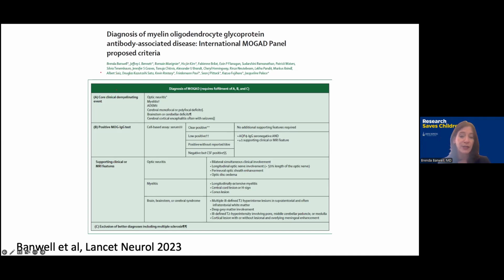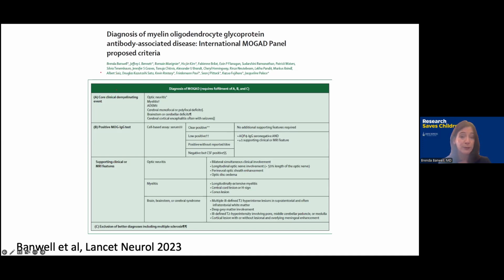A clear positive result, which we define in the paper, but basically in many labs is greater than or equal to 1 in 100. You do need to look at the lab that you're using that will define clear positivity. If you have that plus a typical clinical presentation, you can confirm the diagnosis of MOGAD.